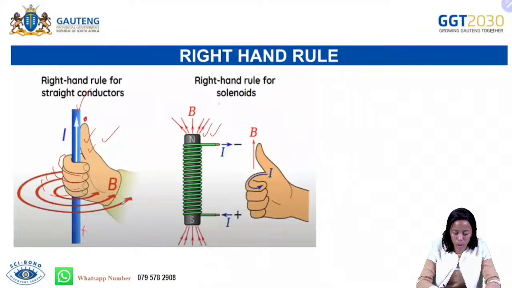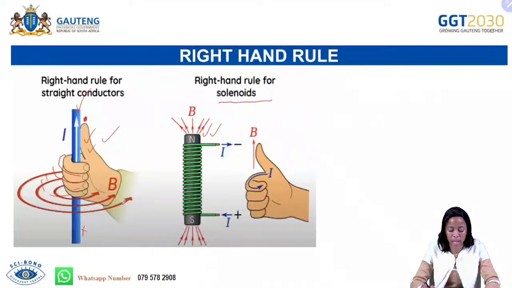Now with the solenoid, we are saying that the thumb is going to represent what?